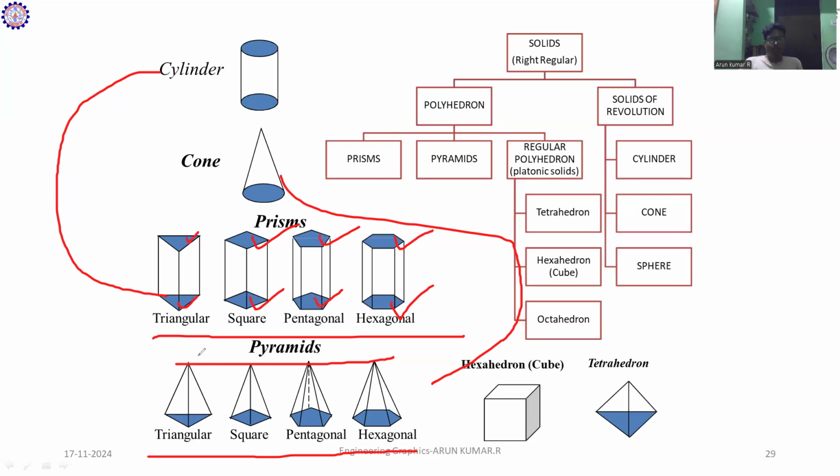But the shape on the bottom side will not repeat on the top side. The cone is similar: the circle is joined at one point. The cylinder, what happens in the cylinder? The circle will be there on the top side also. So these different types are for understanding purposes when solving the projection of solids.